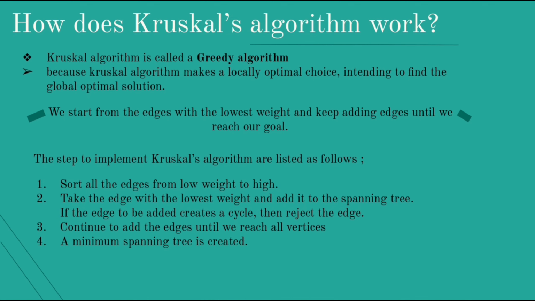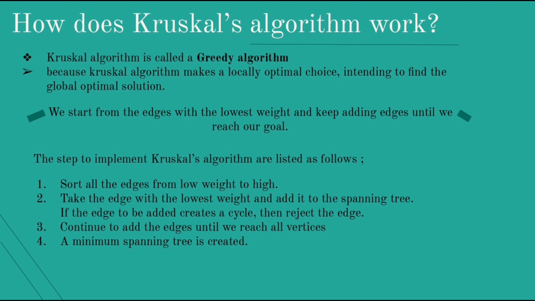As we know, Kruskal's algorithm is called a greedy algorithm that finds the local optimum in the hopes of finding a global optimum. This is because Kruskal's algorithm makes a locally optimal choice, intending to find the global optimal solution. We start from the edges with the lowest weight and keep adding edges until we reach our goal.